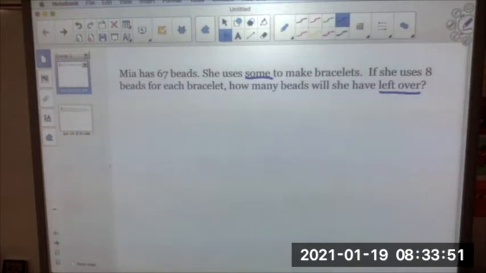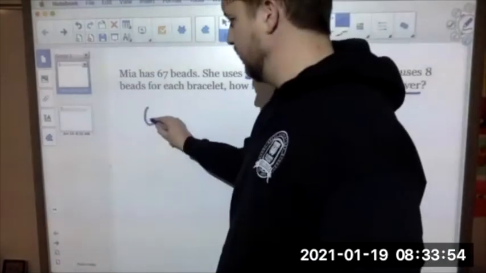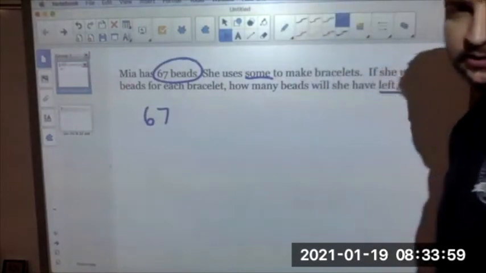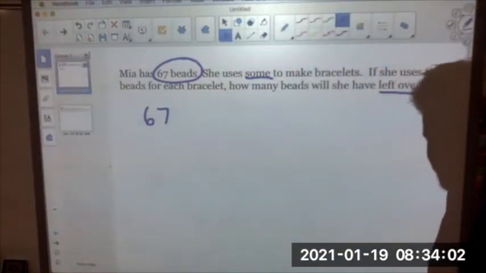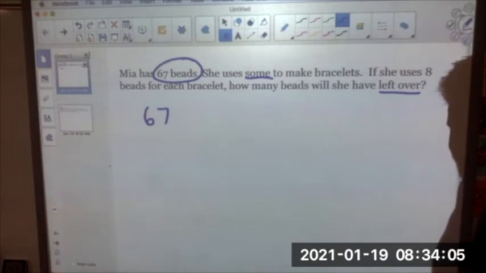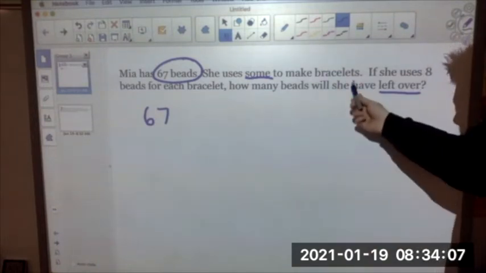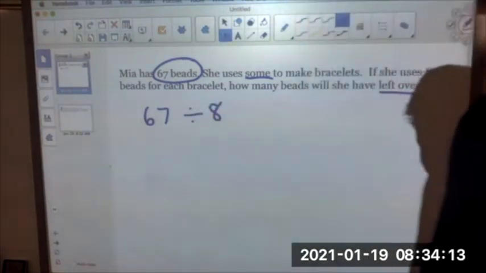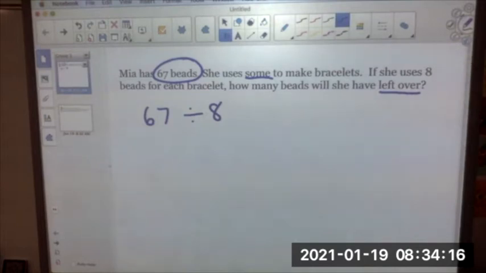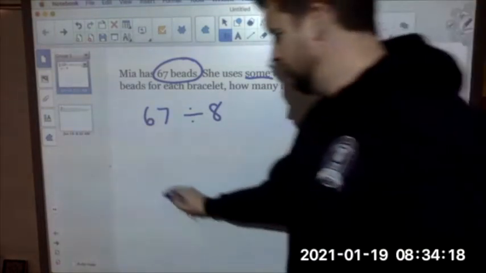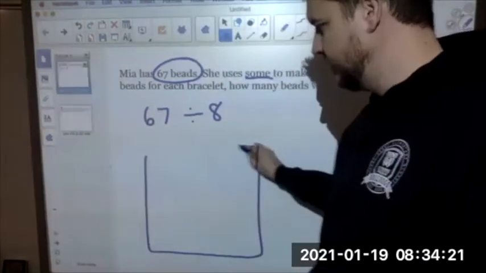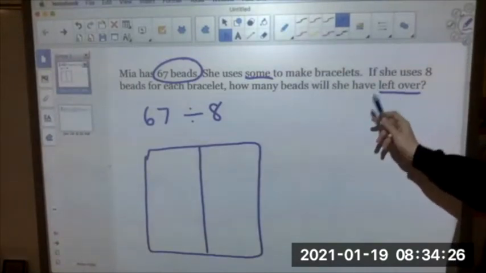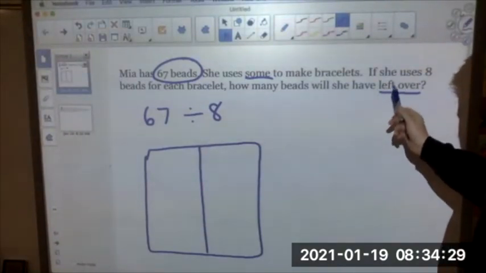Okay, so we have 67 beads. That's what she has total in her little bead bucket, bead drawer, you know, those little bedazzled things girls have. It looks like a tackle box. We're going to divide that by 8 per bracelet. So the first part of this is we got to figure out how many complete bracelets she can make. But remember, it doesn't want to know how many bracelets she can make. It wants to know what's left over. It wants to deal with the remainder.